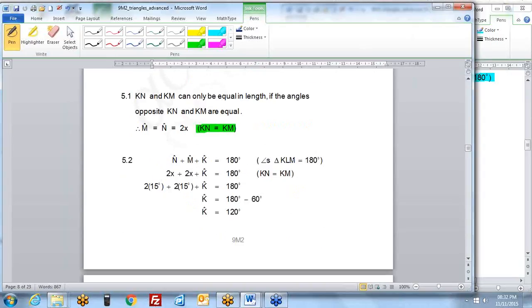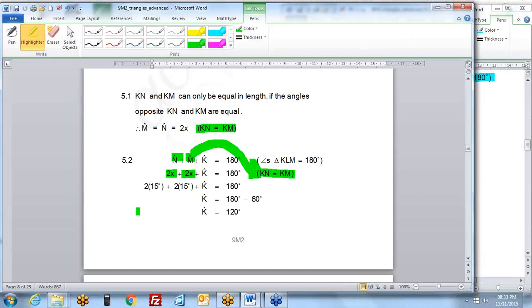The reason: angles of a triangle KLM equal 180 degrees gives you 2x plus 2x plus angle K, with your reason that KN equals KM, therefore we can say both of them are 2x. You see, this is the reason you have to give for saying that. And then you just substitute the x's with 15 degrees. Then you get 2 times 15 plus 2 times 15, which gives you 60. So 60 degrees plus angle K equals 180.